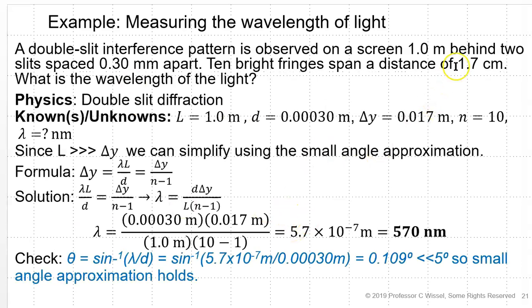Well, the first thing I do is I look at these. This is very much smaller than that. So I probably can use a small angle approximation, but of course, when I get done with it, I'm going to check and make sure that's okay. The physics of this is double slit interference. We write down the knowns and unknowns, and we want to convert everything to the same units because that really makes it easy to see that probably the small angle approximation will be okay. And they want to know what is the wavelength of light.